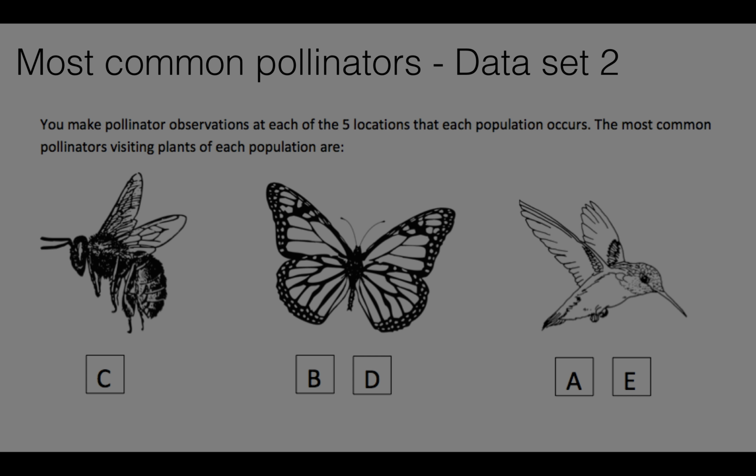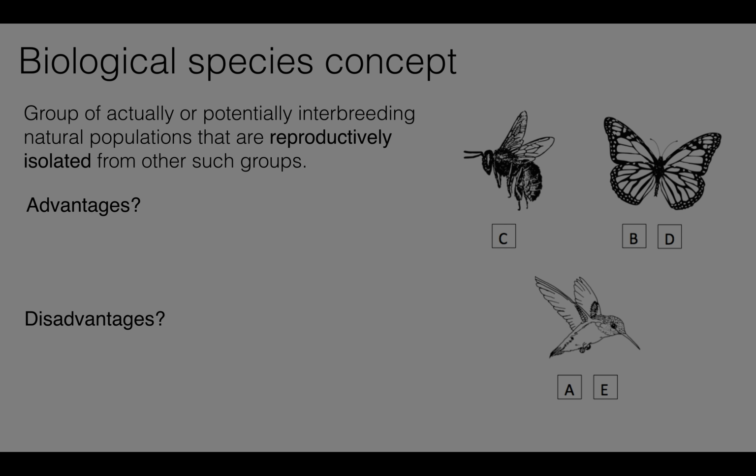Okay, data set 2 looked at pollinators and which population these different pollinators visited. And here, the idea was for you to start thinking about reproductive isolation and gene flow between populations, the potential to interbreed. And this kind of represents the biological species concept.